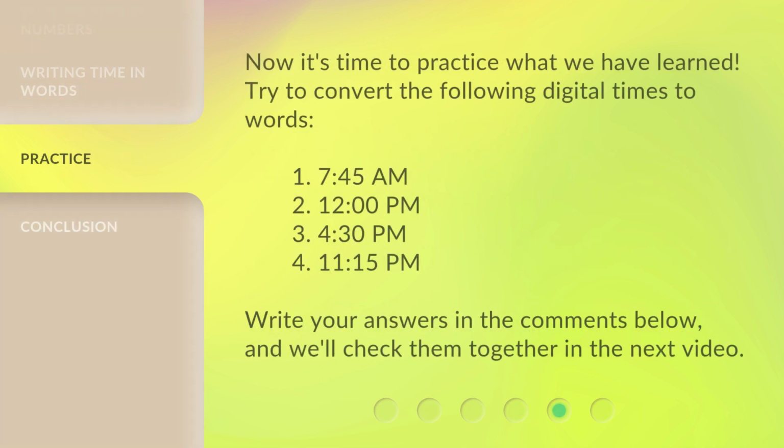Now it's time to practice what we have learned. Try to convert the following digital times to words. 1. 7:45 a.m. 2. 12 p.m. 3. 4:30 p.m. 4. 11:15 p.m. Write your answers in the comments below, and we'll check them together in the next video.